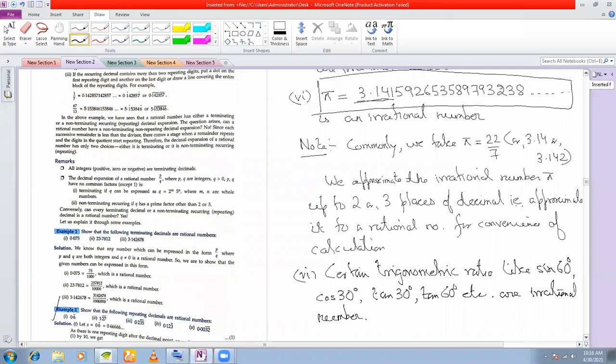Okay. So any questions till this part? Any questions on irrational numbers?